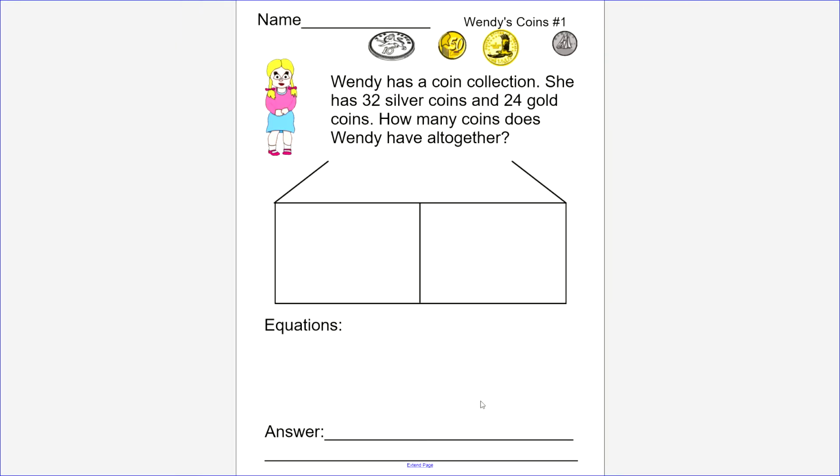Here's the put-together problem we're going to solve today. Wendy has a coin collection. She has 32 silver coins and 24 gold coins. How many coins does Wendy have altogether?